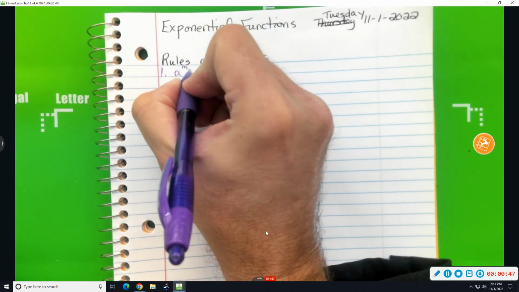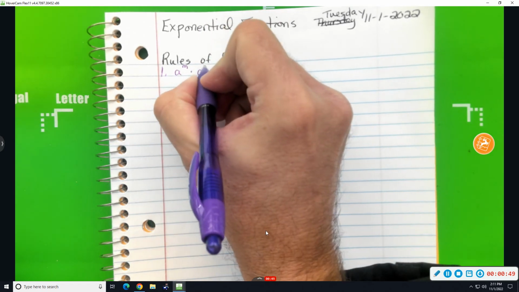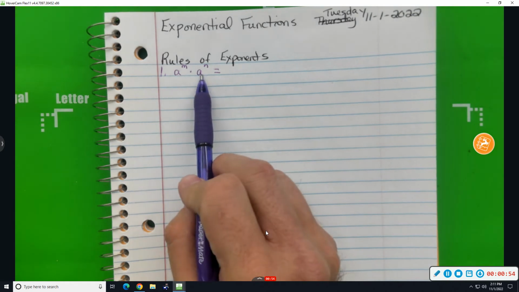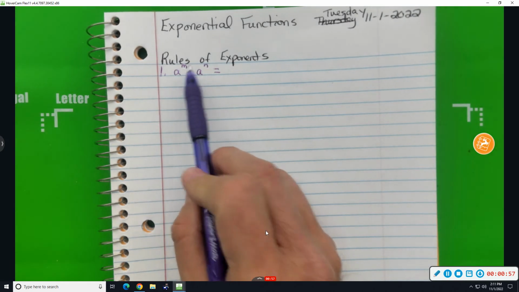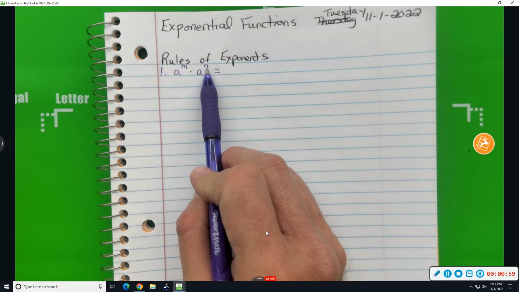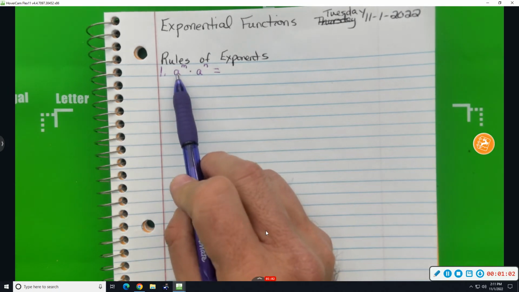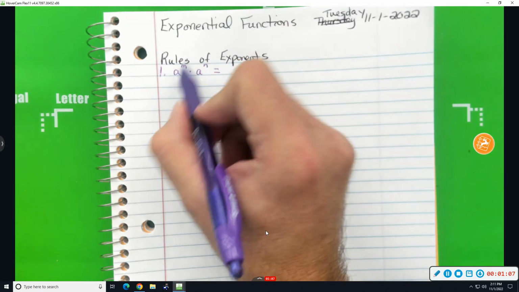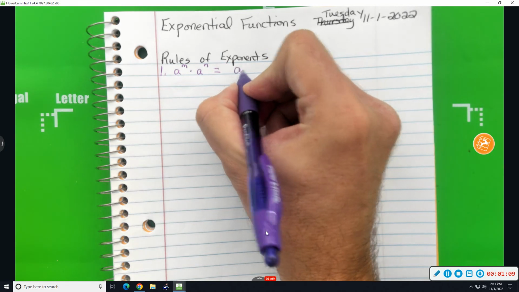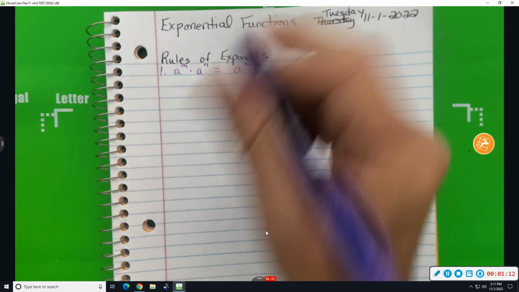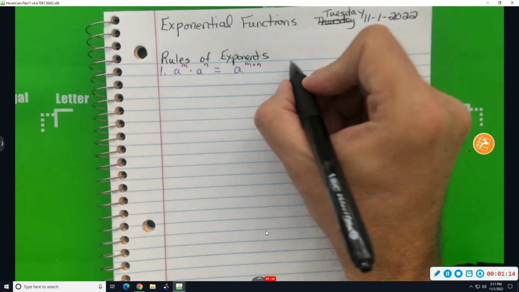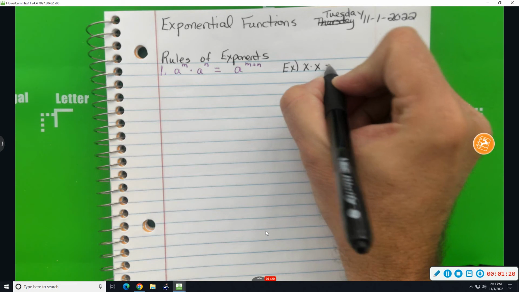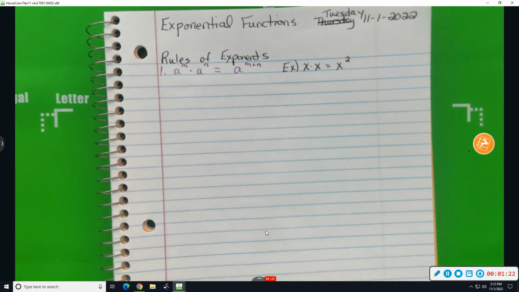Anytime you say x times x is x squared. A to the m times a to the n. This is an m and an n exponent. We have exponents and we have bases. The a is what I'm using for the base. A to the m times a to the n is a to the m plus n. Every time you ever said x times x is x squared, you were using that rule.